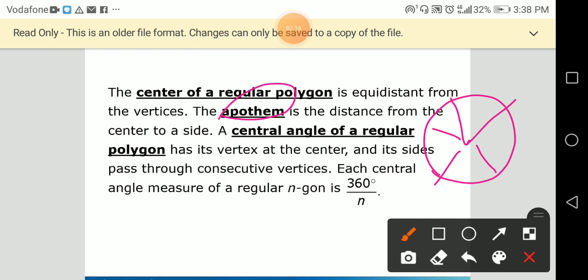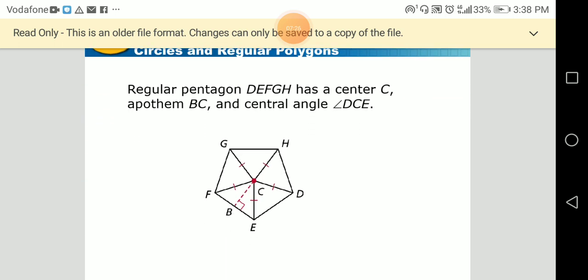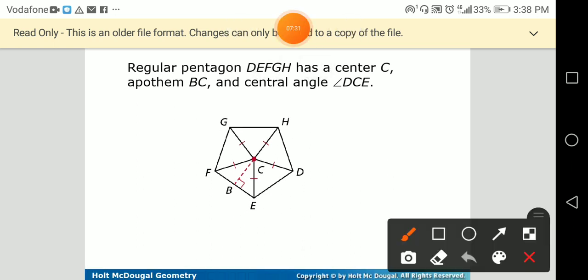A central angle also, I will show you. A central angle of a regular polygon has its vertex at the center and its sides. So we have here an example to show you what we are talking about, this one. As you see, we have the center of the circle, the red point here, and this is the apothem. What do you see here? It gives you equidistance here.